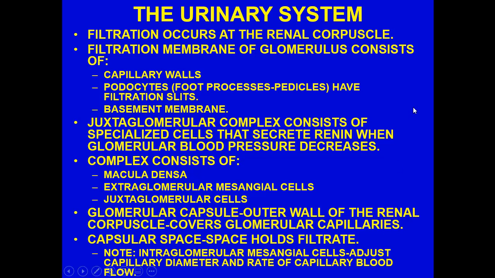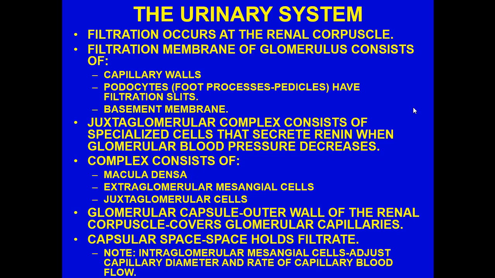I've said that basically filtration occurs at the renal corpuscle. The filtration membrane of the glomerulus consists of the following. As I said before, it's the capillary walls, the endothelial cells. The podocytes, these are unique cells that wrap around the capillaries, but they have spaces in between them. Their extensions are called pedicels. These are foot processes, but they have these slits in between them for filtration.